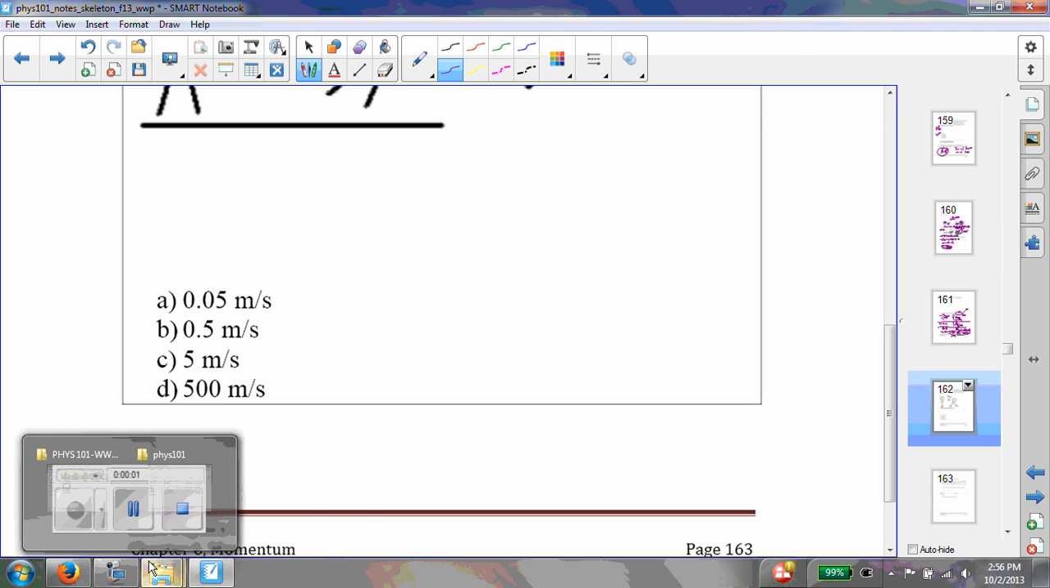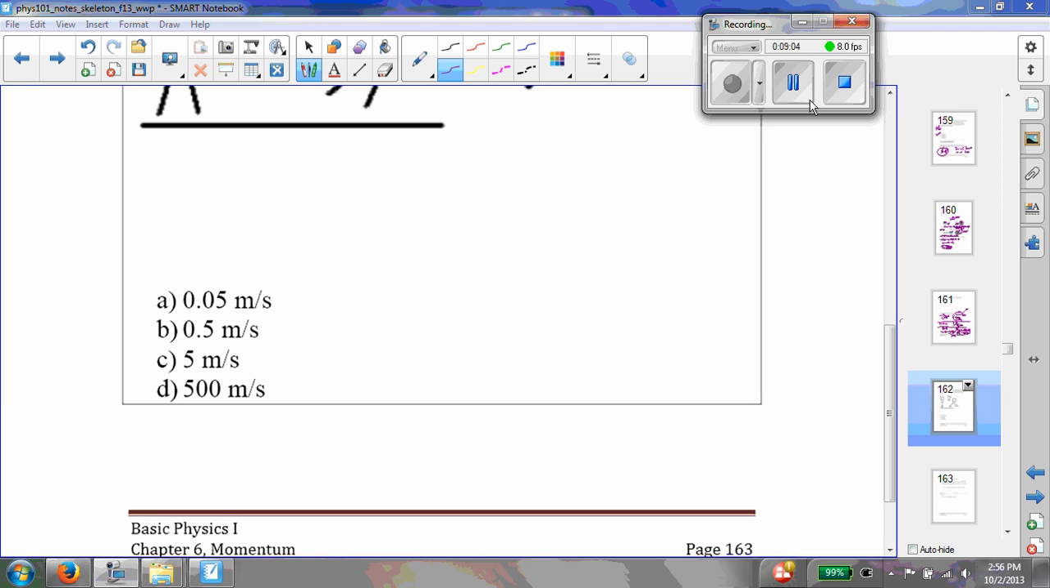And we will pause and come back to types of collisions, which will be the last topic in this chapter in just a bit.